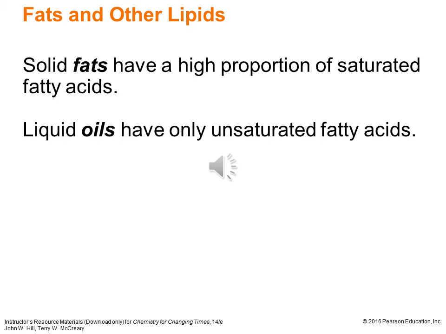If you think about solid fats, things like butters and other animal sources of fats, lard for instance, they tend to have a high proportion of saturated fatty acids. So butter, we said, has a lot of butyric acid, which was a short chain, just a 4-carbon saturated fatty acid. Liquid oils, on the other hand, tend to have unsaturated fatty acids. So olive oil, which is mostly oleic acid residues, has that 1 unsaturation between carbons 9 and 10 on that 18-carbon chain.